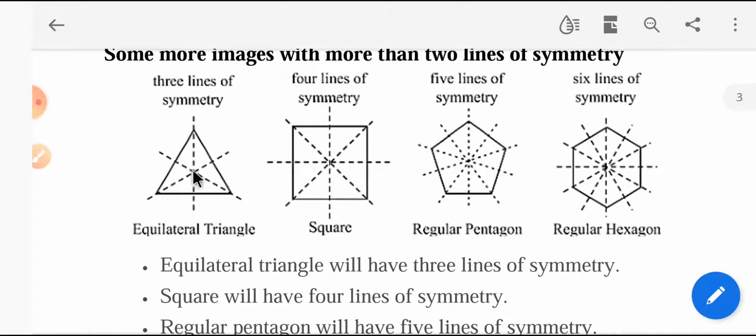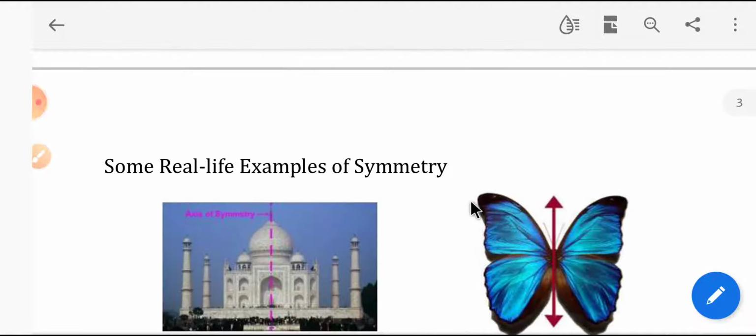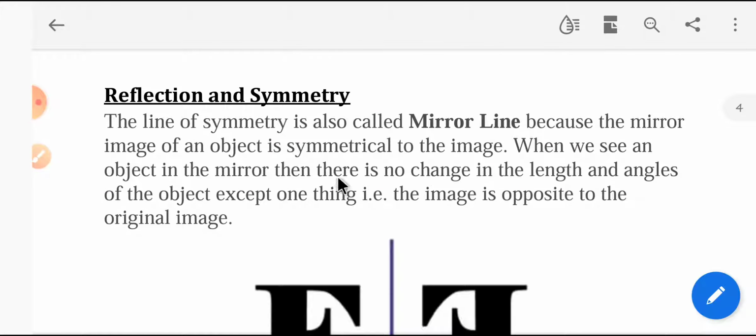So in an equilateral triangle, all three sides are equal, so three lines of symmetry are possible. In a square, four sides are equal, so four lines of symmetry are possible. In a pentagon, all five sides are equal, therefore how many lines of symmetry are possible? 5. Like this. Then what is reflection and symmetry?